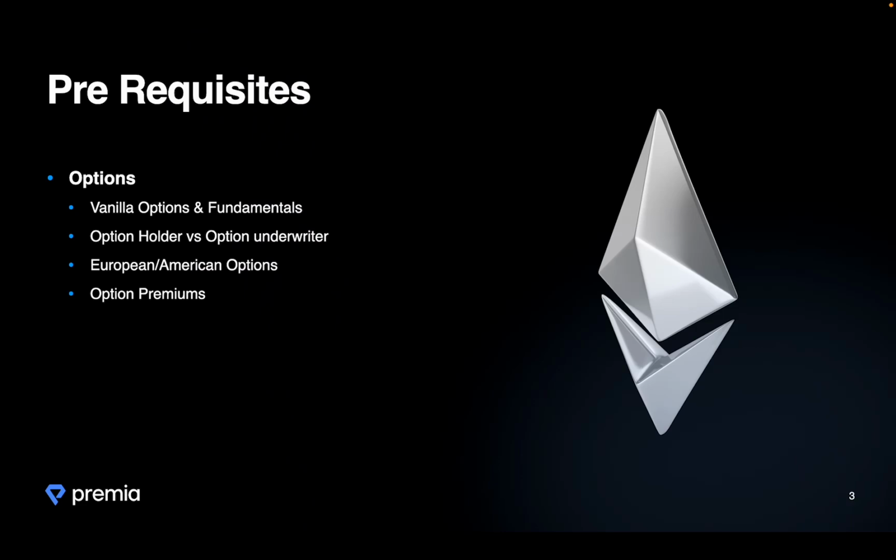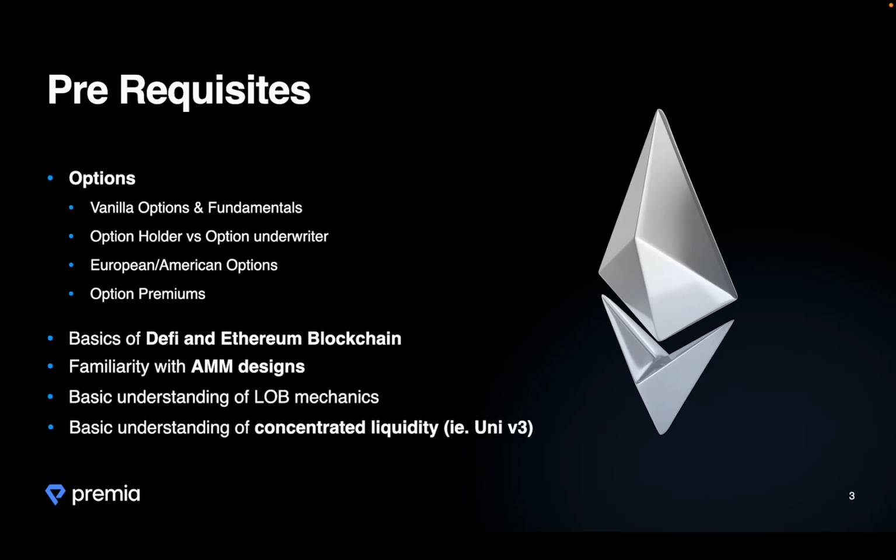So now we'll start with the prerequisites, things that'll make this presentation easier to digest. Hopefully these are things that you already understand or know very well. The first will be options. That's hopefully a little obvious. What a vanilla option is, the fundamentals of how options work, the difference between an option holder and an option underwriter, the differences between the European and American option, and just generally how option premiums are generated, how they're priced, where that price comes from, things of that nature.